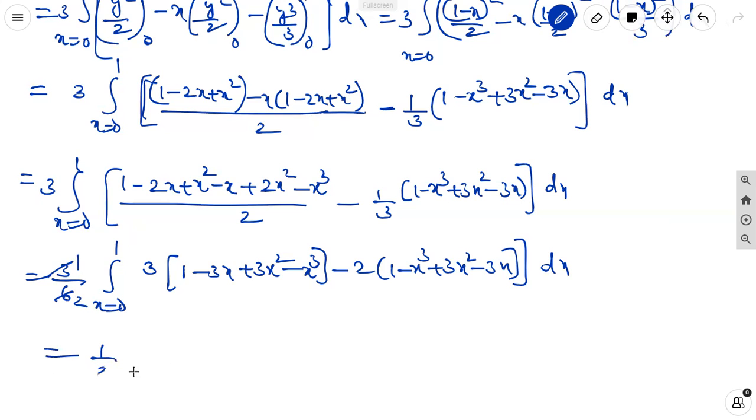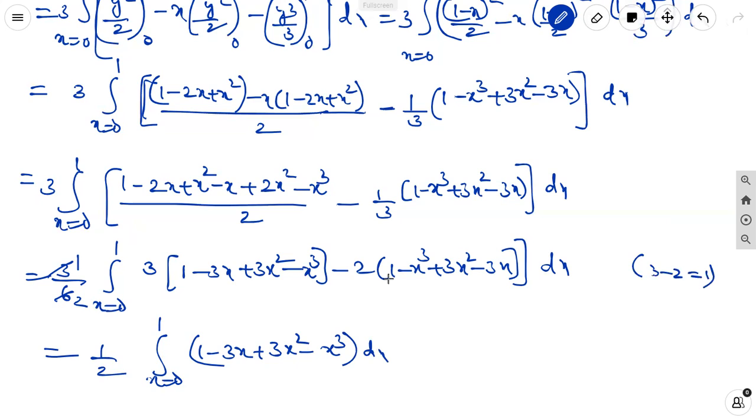It is equal to 1 by 2 integral x limits from 0 to 1, 1 minus 3x plus 3x square minus x cube into dx. Here 3 minus 2 equal to 1. The same term taking common, the remaining are 3 minus 2 equal to 1. It is 1 by 2.